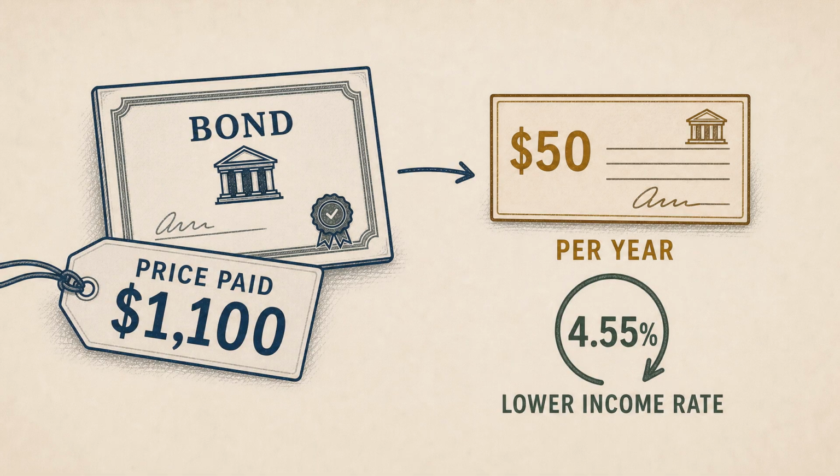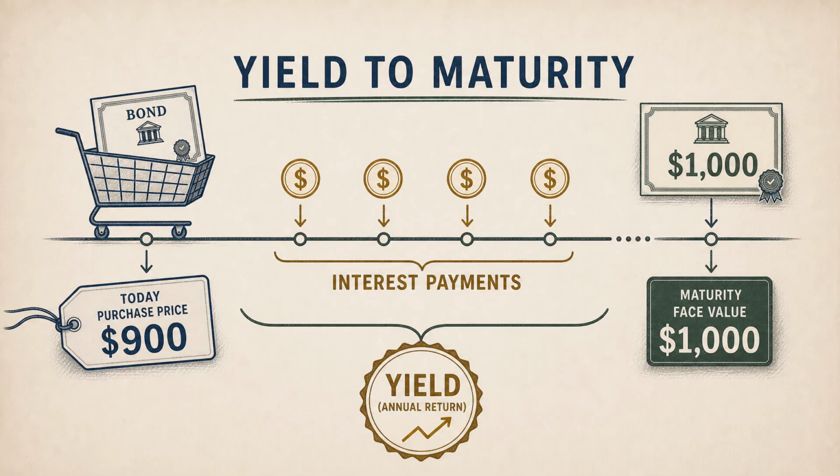The opposite can also happen. If investors are willing to pay $1,100 for that same bond, it still pays $50 per year. Now the income rate on the price paid is lower. The bond did not change, but the price changed. Yield to maturity goes one step deeper. It estimates the annual return if you buy the bond at today's price, receive the payments, and hold it until maturity. It includes the interest payments and any gain or loss from being repaid at face value.